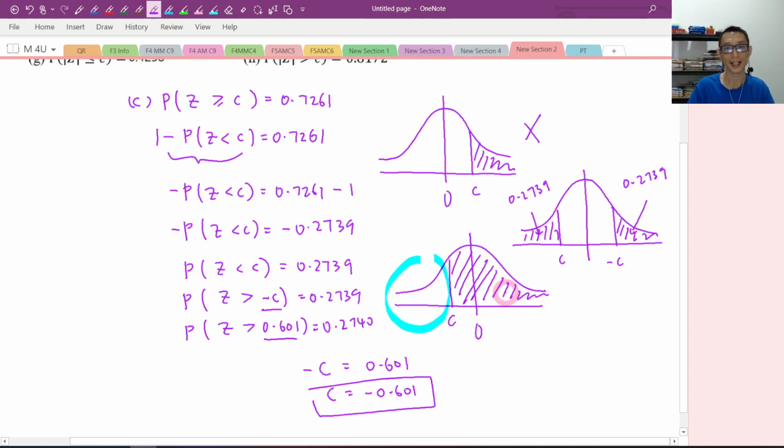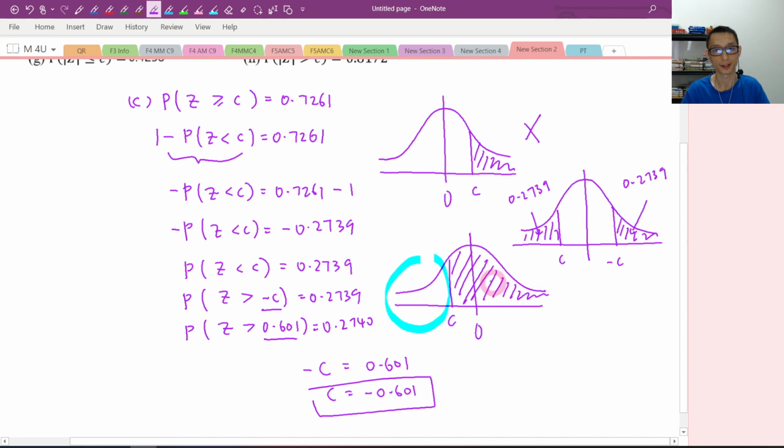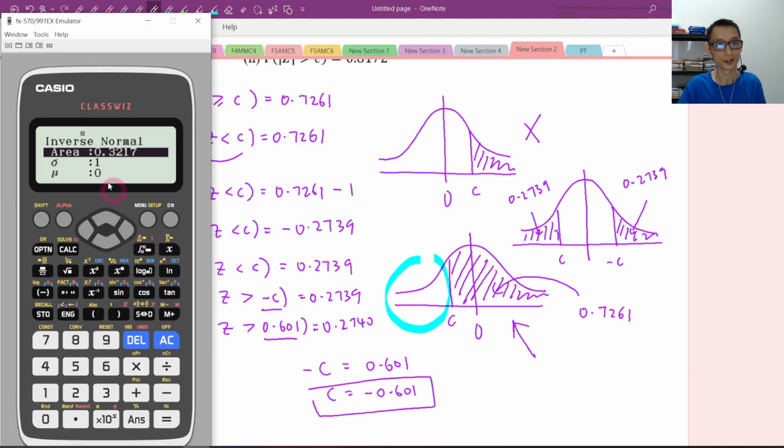Now let me show you how we get the answer using our calculator. Okay, use this diagram. So we know the shaded region here is 0.7261. So it means that the area for less than C will be 1 minus this one. So check using our calculator, see whether we get the same answer or not. The area will be 1 minus 0.7261. Okay, and check for the standard deviation and mean, make sure that it is correct.